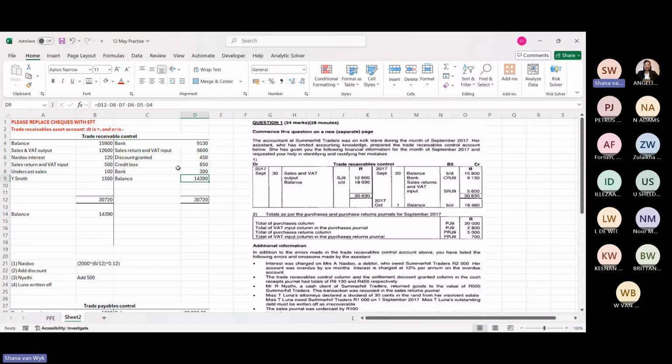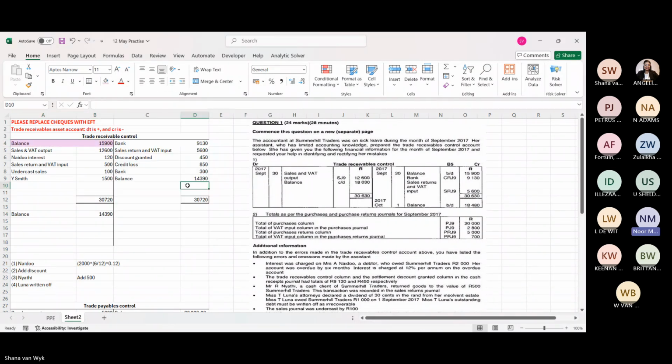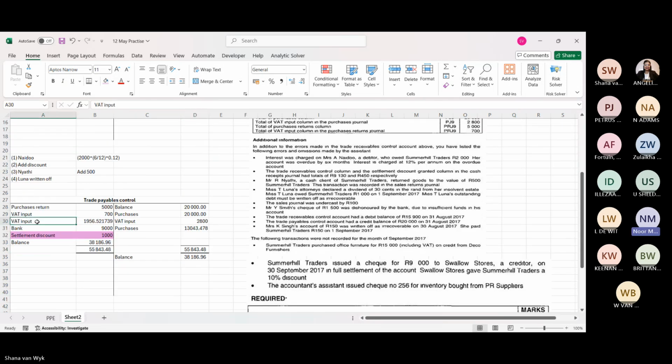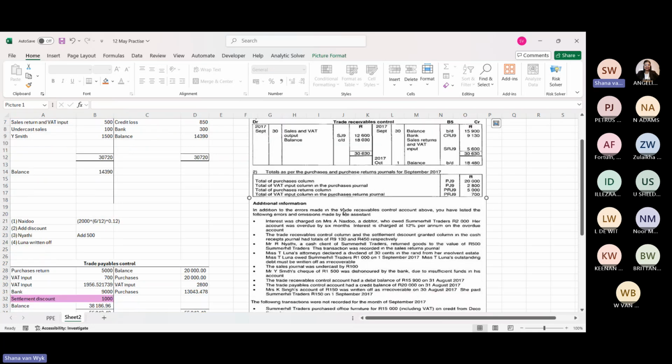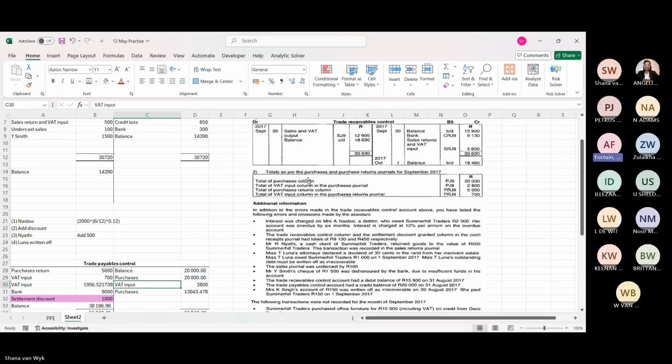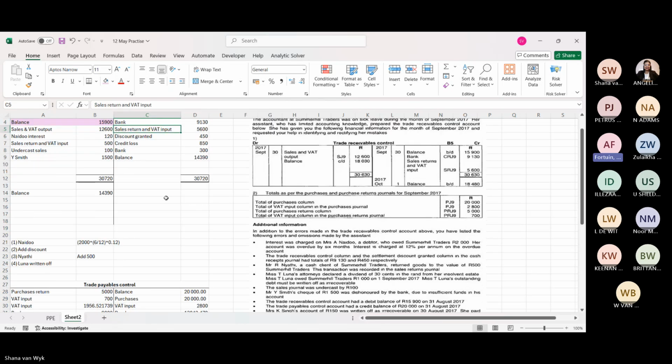There's one question, Aziza. The sales returns and VAT input on the trade receivables control, the one on the debit side and the credit side, what's the difference, if I may ask? Let's just go back to the question. Here is our VAT input. Wait, you're right, this should be on the other side. No, he's not talking about that. He's talking about trade receivables. Oh, I can't remember now. The one was a sales return and the other one was sales and VAT.